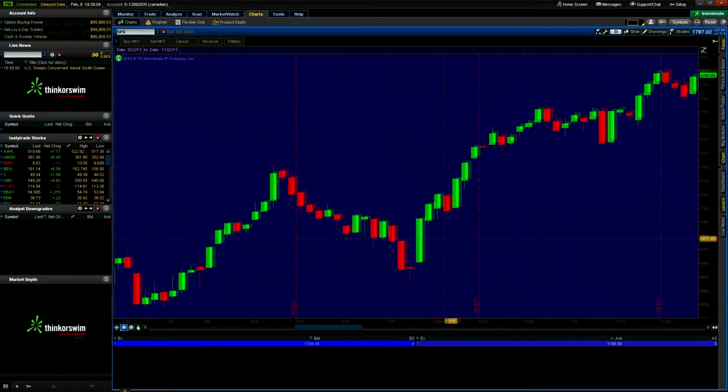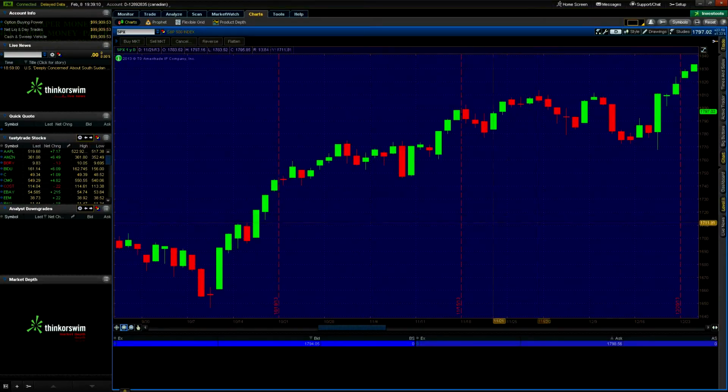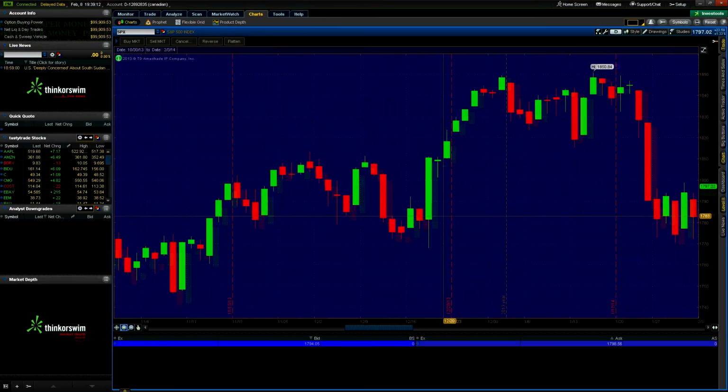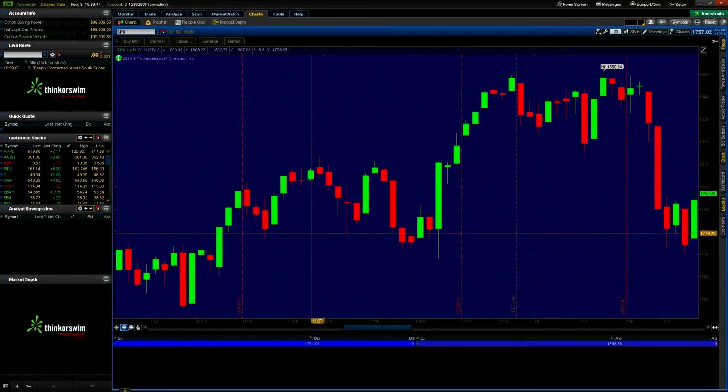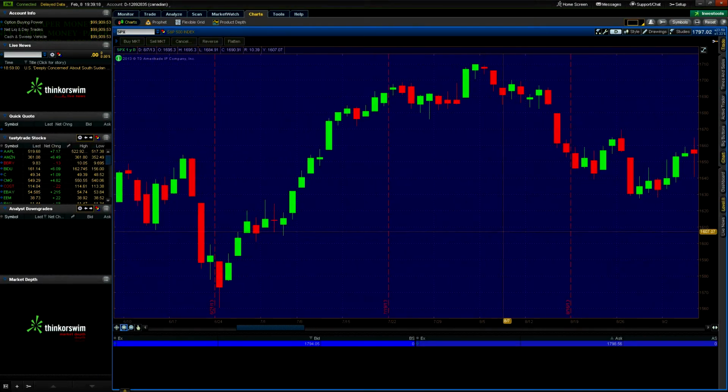If we move on here, we could see an uptrend, a pullback or correction, and another uptrend. We could see here, let's try to find another one. Okay, right here, clear uptrend, and then there's a red candlestick, which is a correction or a pullback, and the uptrend resumes.